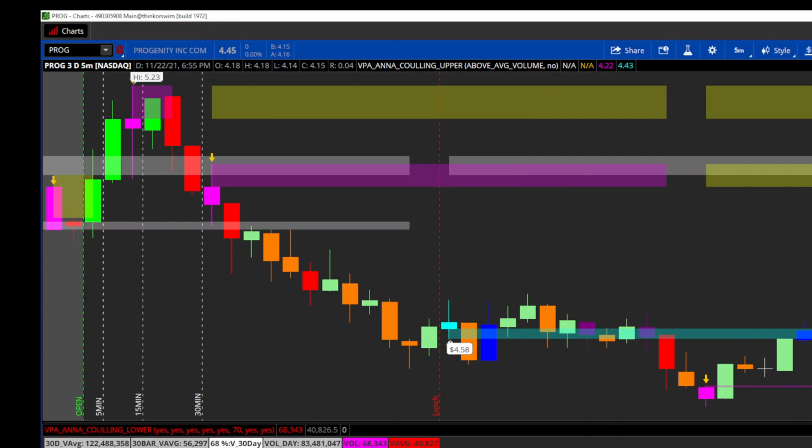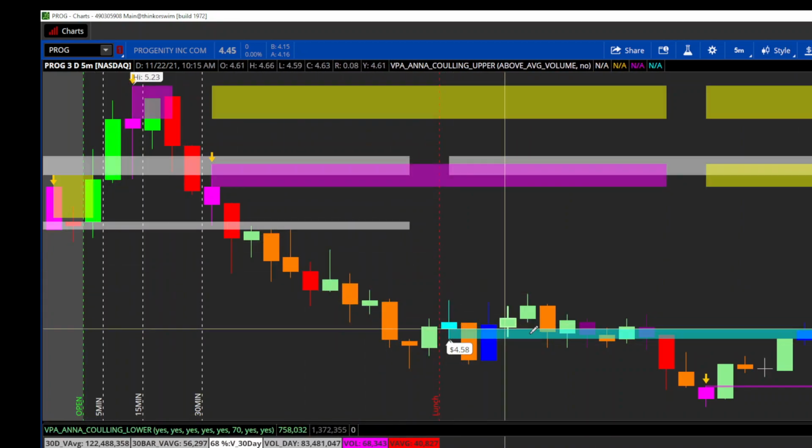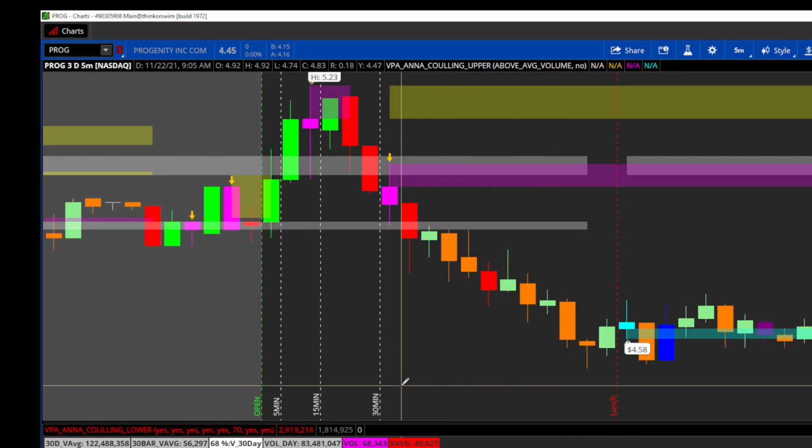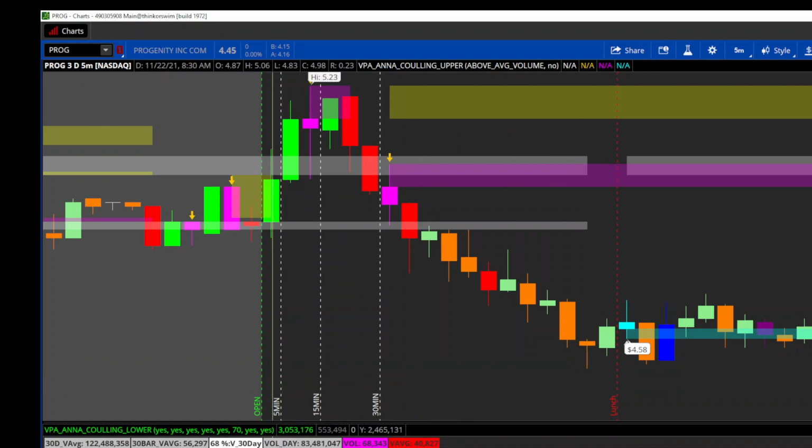And that's basically it. With the lower indicator, you get all of the colors. The bright green ones represent candles above average volume. The magenta represents irregular bearish candles above average volume. The red represents above average volume to the downside, but they're regular bodies.